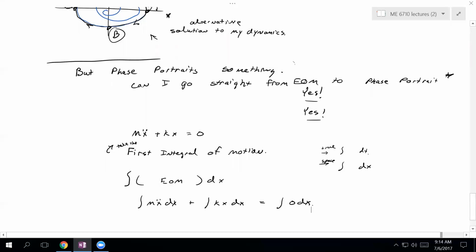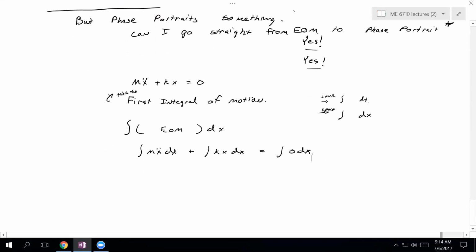All right. So I have to do that. Let's start with this one. That one's the easy one. The integral of kx dx is going to be 1/2 kx squared. Okay, that's easy. The integral of 0 dx is just a constant, right? Recall, the integral is the inverse of the differential. So if I took the differential of a constant, I get 0. The integral of 0 is a constant.